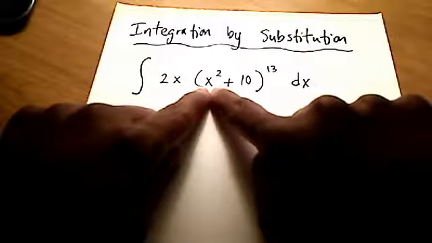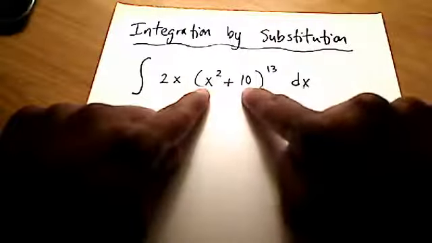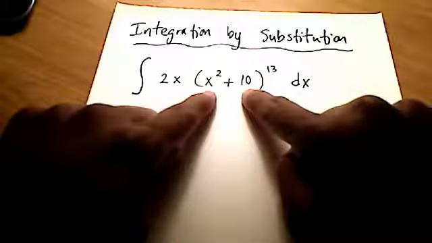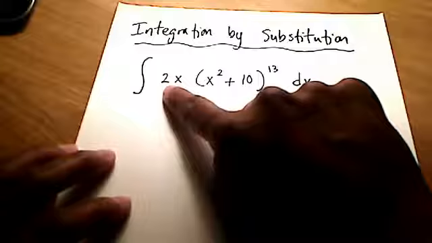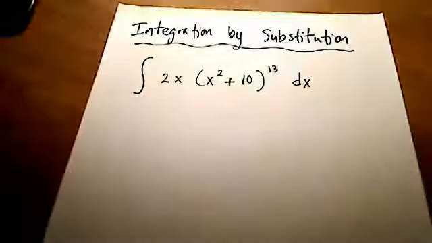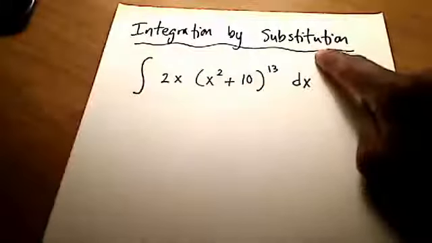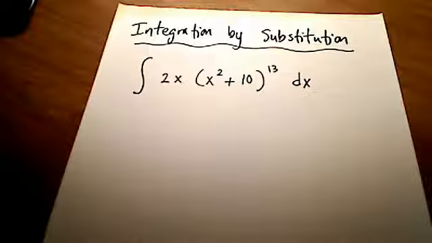We're not going to multiply x squared plus 10 times itself 13 times. That's ridiculous. And then multiply it all by 2x and keep going. It's too much. So there's this really cool concept called integration by substitution, and I'm going to show you how that works right now.